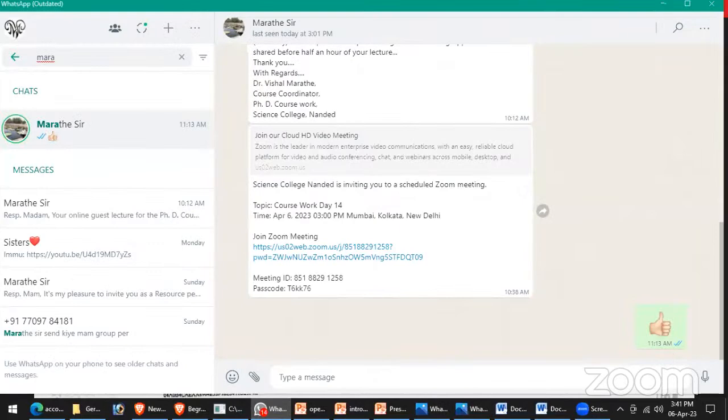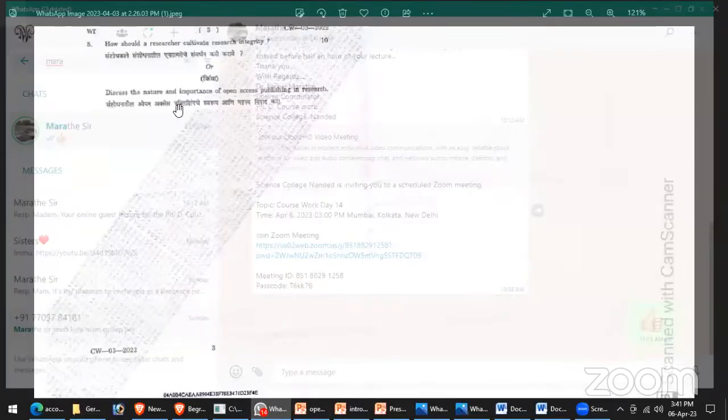Importance of open access. Discuss the nature and importance of open access publication in research. It is a 10-mark question. Can you see it? Is the paper visible to everyone? Yes, ma'am. So a 10-mark question means how much you need to write. You are research scholars, you should know it. Anyhow, I have given the links to you. In that link, approximately 2 to 3 pages you can write.